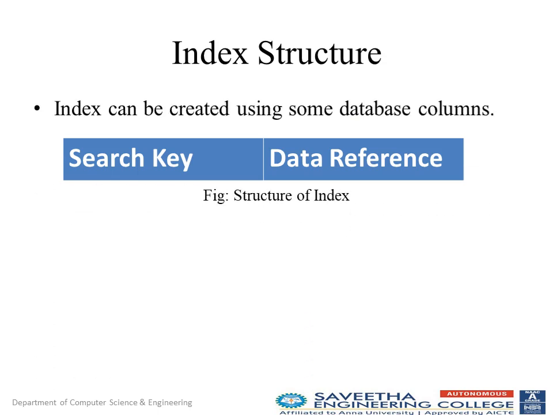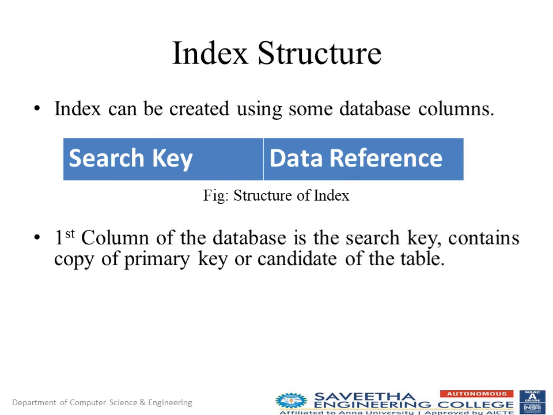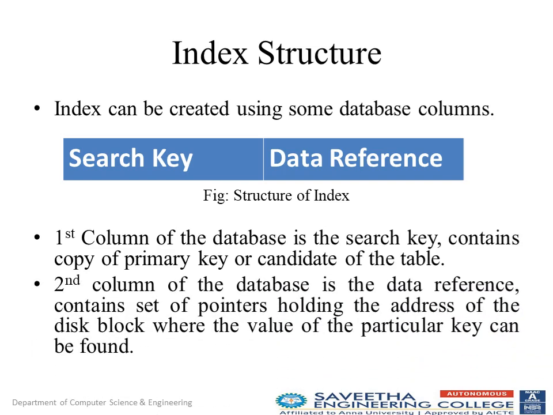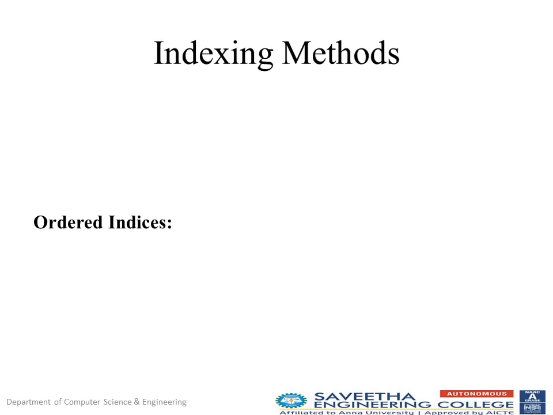The index structure: an index can be created using some database columns. The first column of the index is the search key. It may contain the primary key or maybe the candidate key of the table. The second column is the data reference, which contains a set of pointers holding the address of the disk block where the value of the particular key can be found.